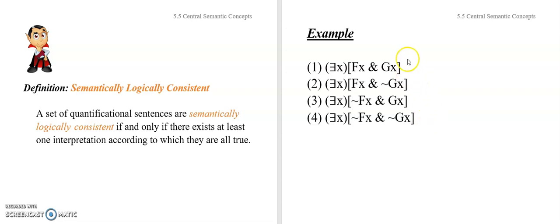Okay, hopefully you've had a chance to think about it, but all 4 of these are, in fact, semantically logically consistent. There's at least one interpretation according to which they're true. Prove it. I'm going to give you a hint for that in a second. That is to say, provide one interpretation according to which every single one of these are true. I'll give you a hint in a second, but pause now and see if you can do that.